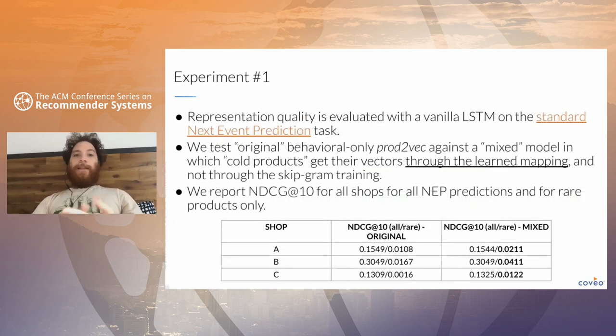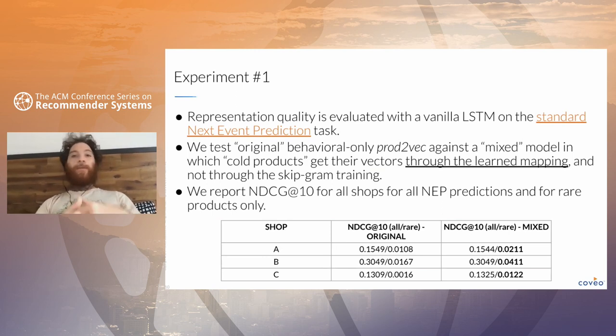The first experiment is to simply evaluate the quality of this representation using the next event prediction task, and we use a standard LSTM for that. Next event prediction is a standard task for Prod2Vec. It's basically asking the model, given N products in an unseen shopping session, what is the N plus one product that the user is going to interact with.